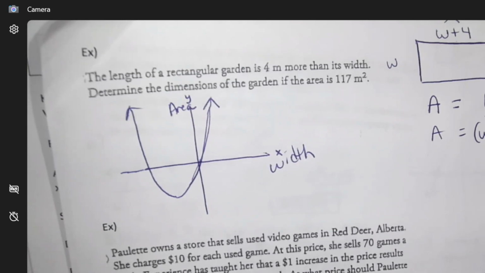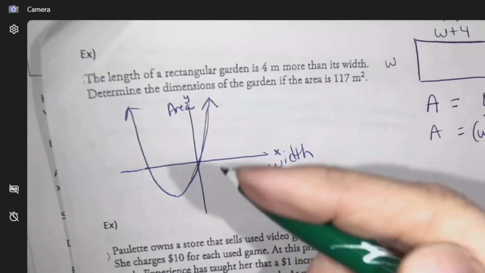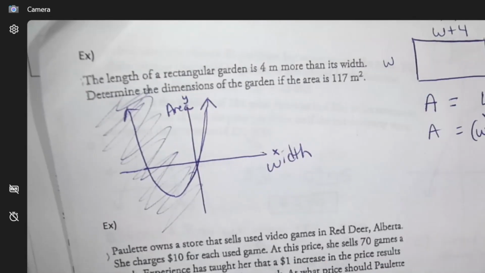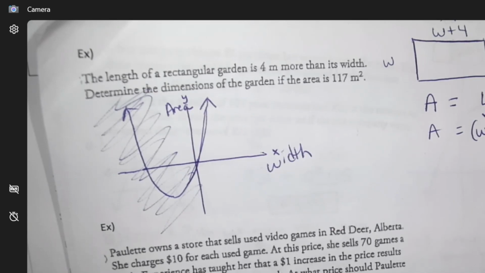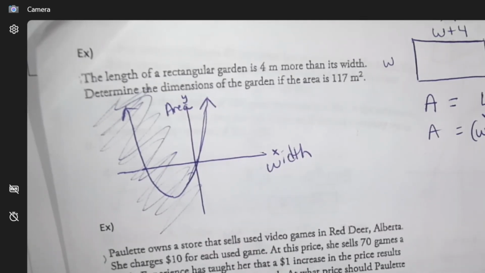So I'm going to do something and you're going to tell me why I did that. Why would I do that? Talk to me about my variables. Why would I have to scratch that off? Think about width and area. Why does that not work at that part of the graph? Give me a reason. Negative what? Something, that's a word in there.